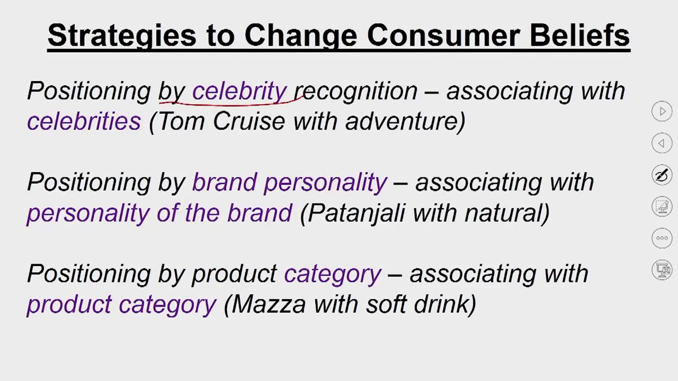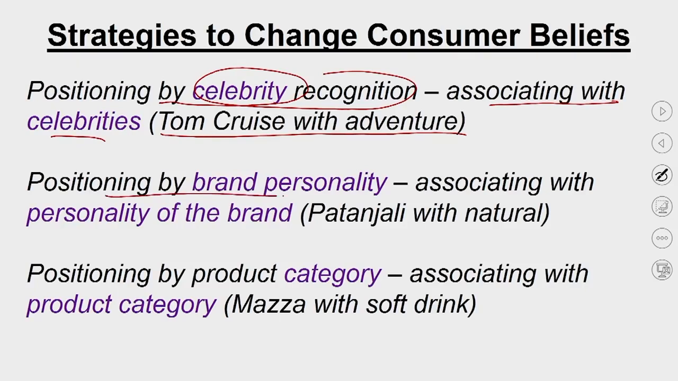I can position my product by celebrity recognition. I can associate my product with a particular celebrity, and the nature or brand image of the celebrity gets associated with it. For example, Tom Cruise with adventure. Any product which is related to Tom Cruise gets automatically related to adventure, because Tom Cruise is believed to be a celebrity who enjoys adventure. And so I can position my product based on that factor. I can also position my product by brand personality, associating with the personality of the particular brand.